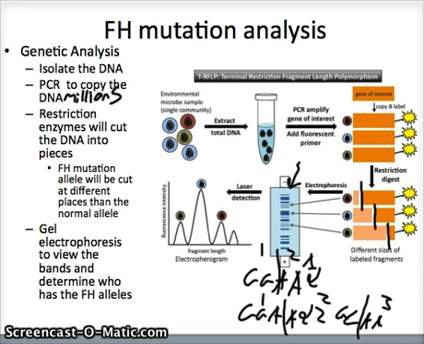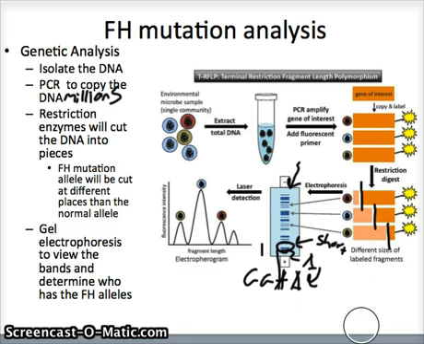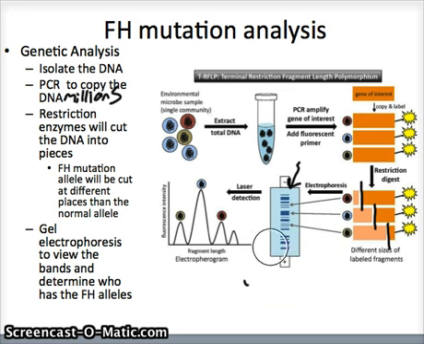So the gel, remember, separates the DNA by size. The shorter ones go to the bottom, and the longer ones stay at the top. And you're going to then compare the DNA to known samples to see who has the FH mutation. Remember, you just compare those bands. All right, so we're going to look at Anna's family again, and we're going to see who has this FH mutation.